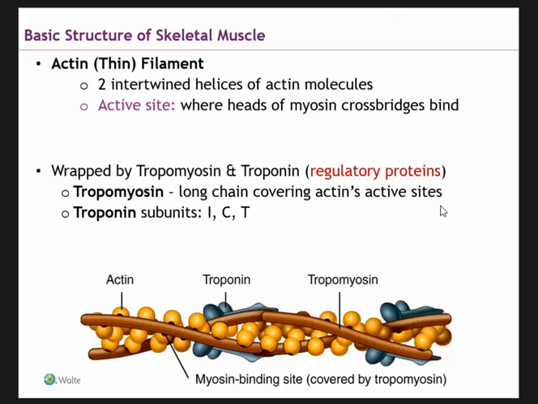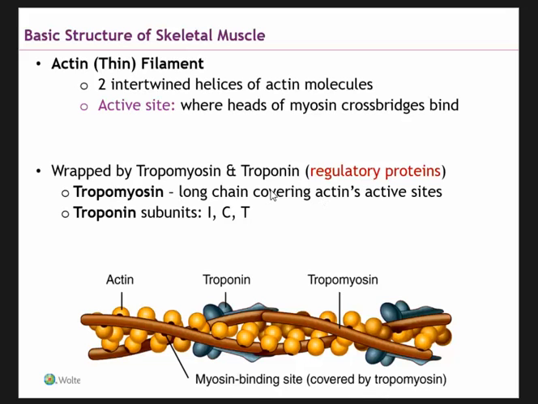But here we've got different types of proteins. These are called regulatory proteins. Regulatory proteins regulate when contraction occurs. So we have tropomyosin and we have troponin. Tropomyosin is the tan line that we see, this long tan chain covering actin's active sites. So we see here the myosin binding sites are covered by tropomyosin.